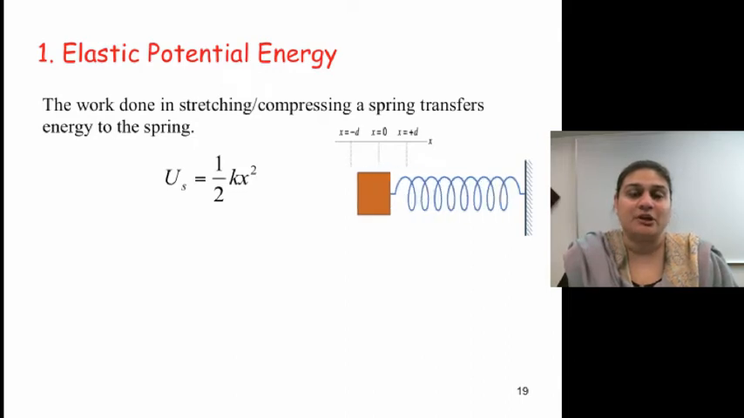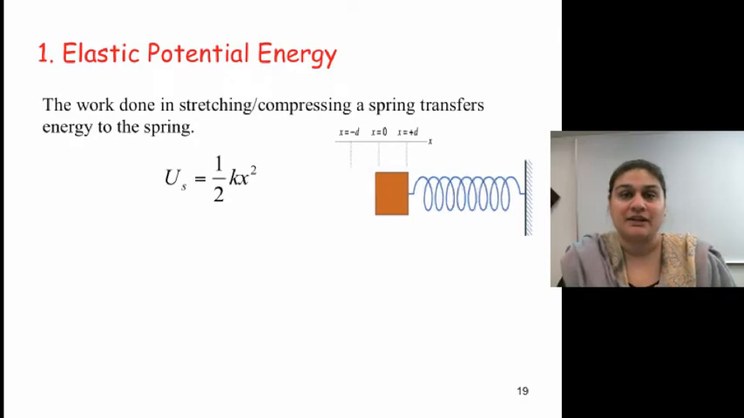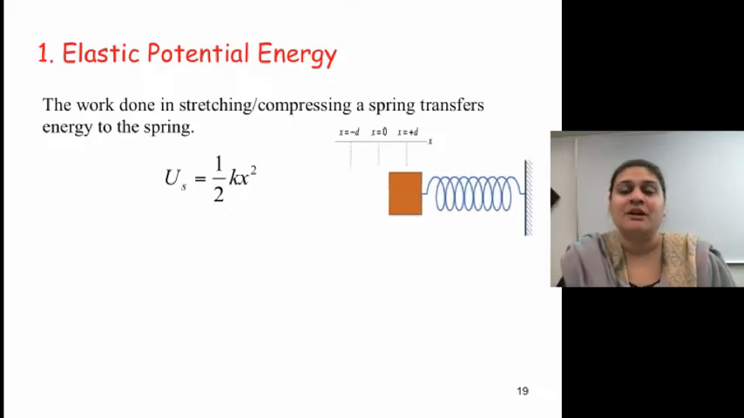The first one we're going to talk about is elastic potential energy. That is the work done in stretching or compressing a spring. And that, by definition, is given by half kx squared, where x is the distance of compression or stretching, and k is the spring constant of the particular spring that you are using.